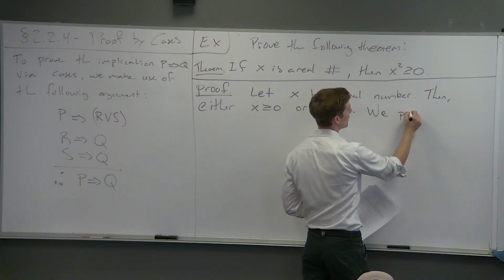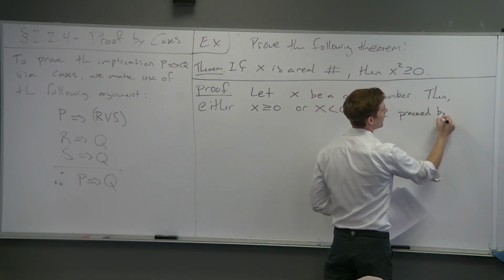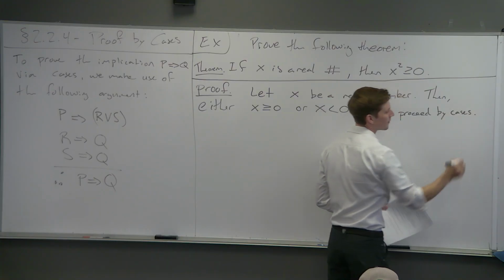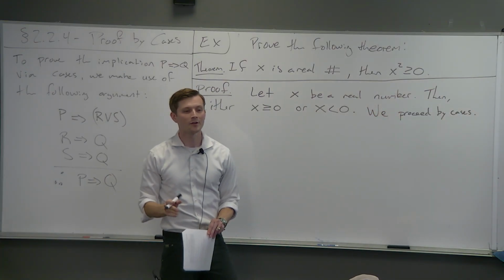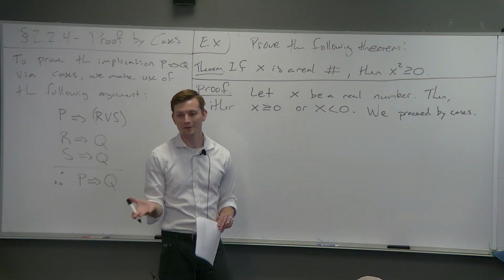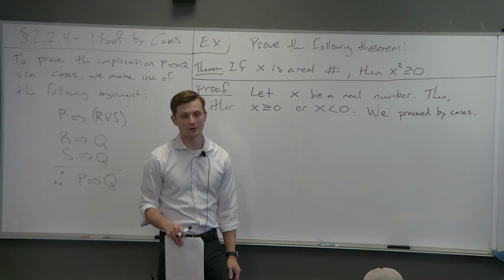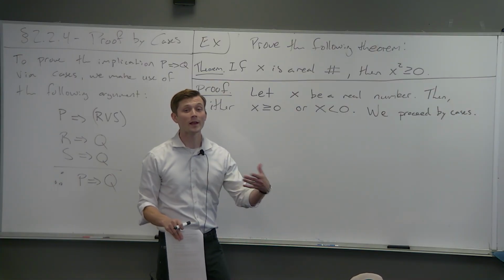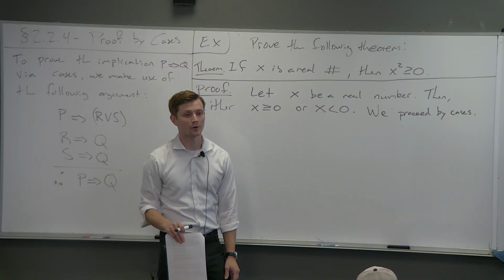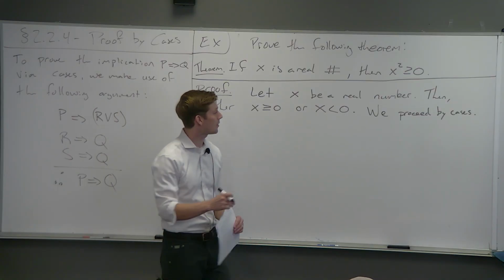We proceed by cases. This is a kind of a convenience to the reader, saying something like this, right? Just like saying, we prove this by way of contradiction, or something like that. You're letting the reader know the proof style that you're going to employ. Okay, case 1.